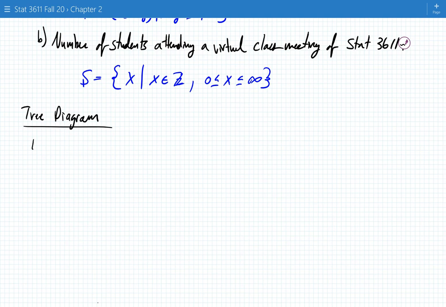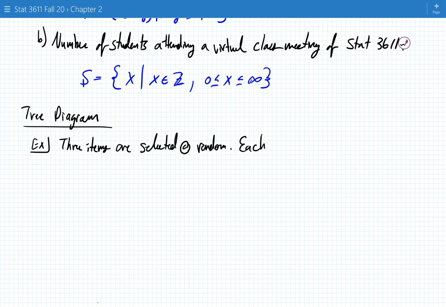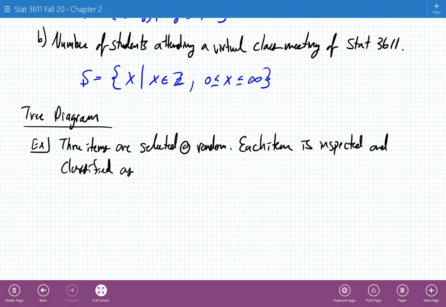So in this tree diagram example, let's say that we are going to be listing 3 items. Let's say we have 3 items that are selected at random. Each item is inspected and classified as defective.